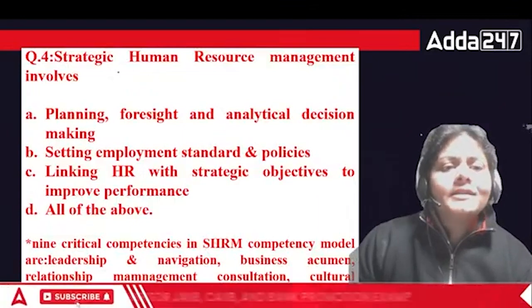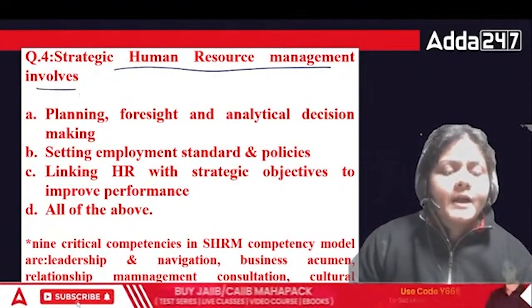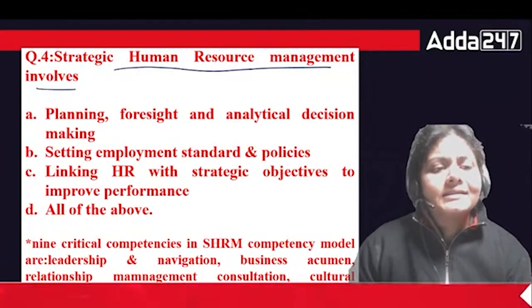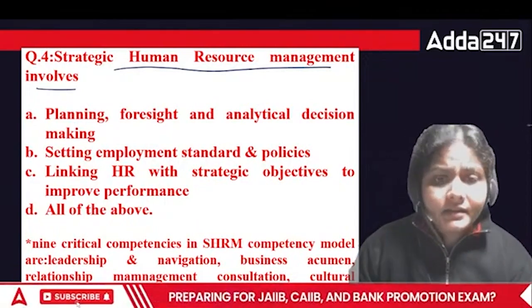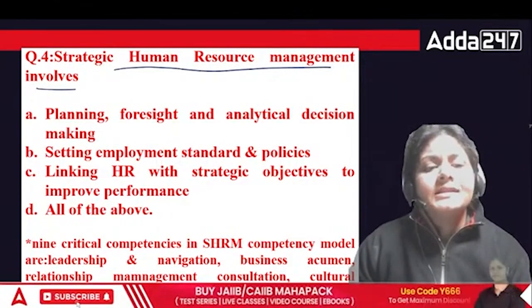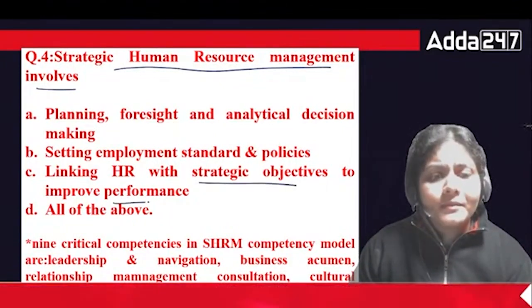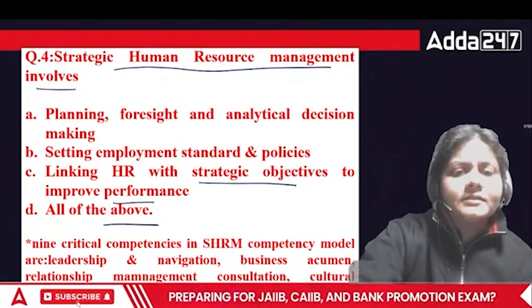The third question is, strategic HRM involves, right? Option A is planning, foresight, and analytical decision making. B is setting employment standards and policies. C is linking HR strategic objectives to improved performance, and D is all of the above. So which one is the right answer?